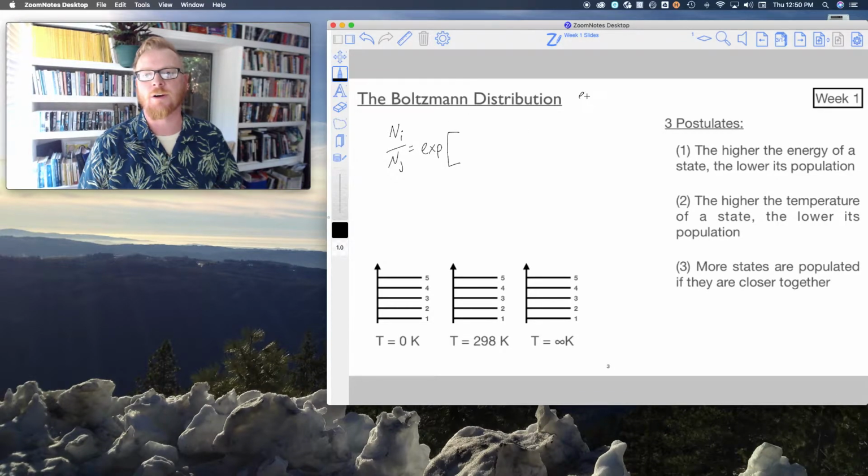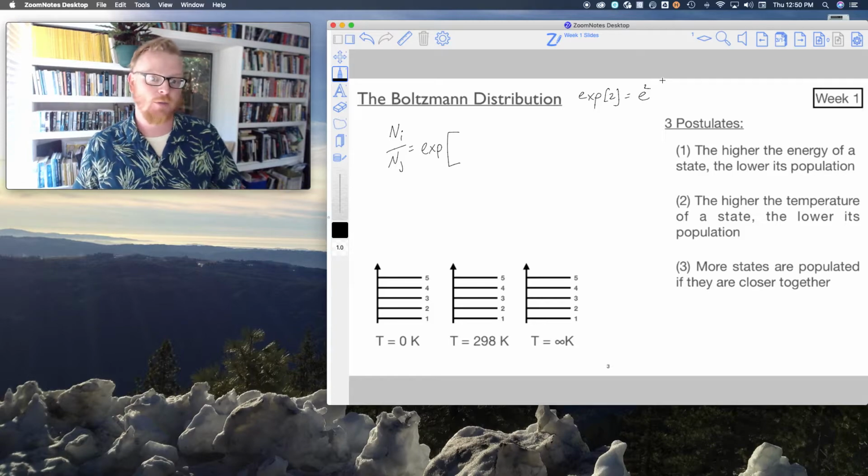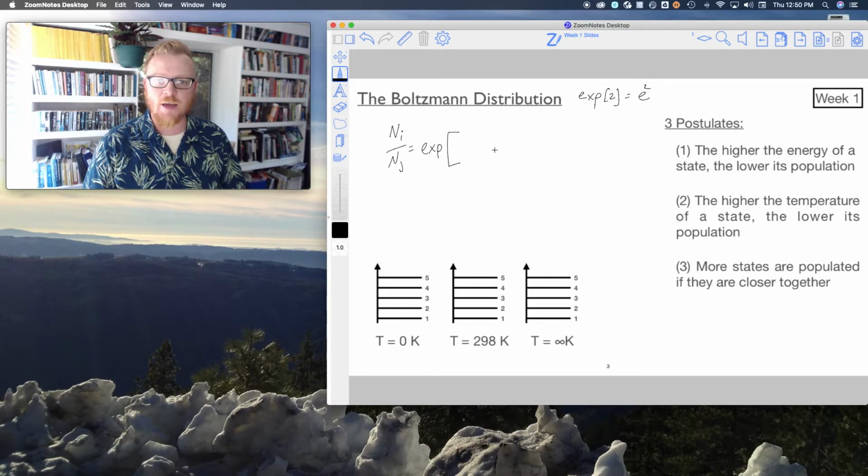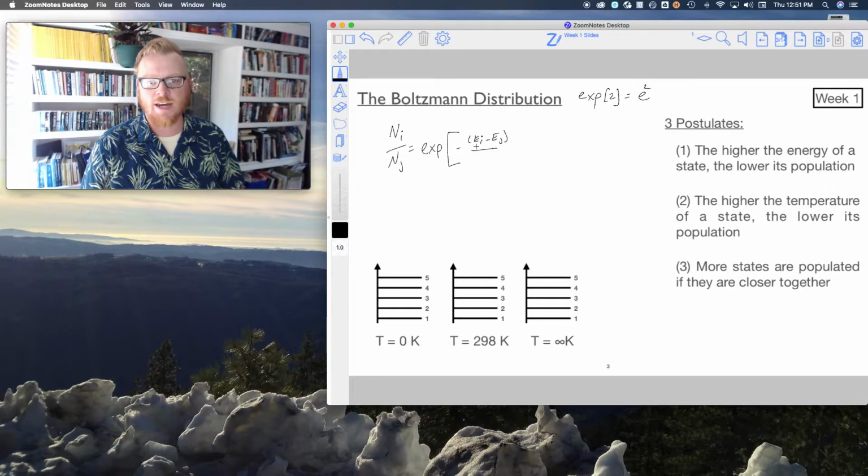And when I put these in brackets, that means this is all e raised to the power. So I'll do a little code here. If I say exp(2), what I'm referring to is e raised to the power 2, okay? So this is now the exponential of negative, and then this is the quantity e sub i minus e sub j, negative of all of this, all divided by k Boltzmann times T.